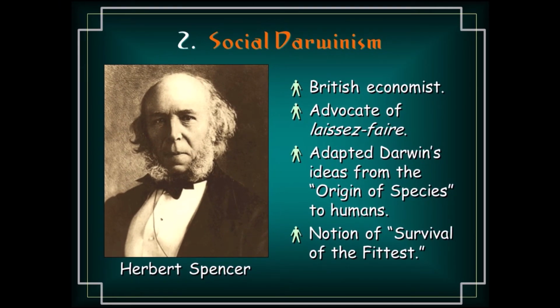There's also this theory called social Darwinism. Social Darwinism is put forth by this guy, Herbert Spencer. Herbert Spencer was an economist. He liked the idea of a laissez-faire government, but he also was a product of his own time period. And if you were alive at the turn of the 20th century, around 1900, Charles Darwin's ideas were everywhere.